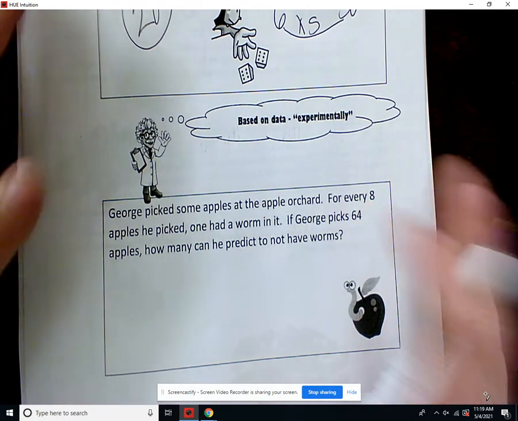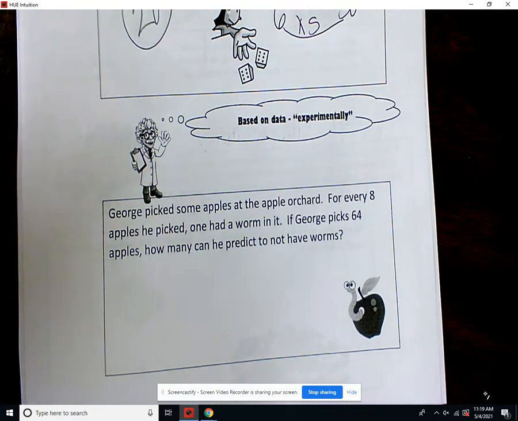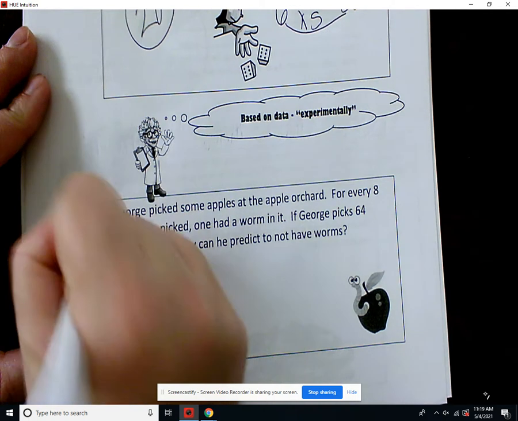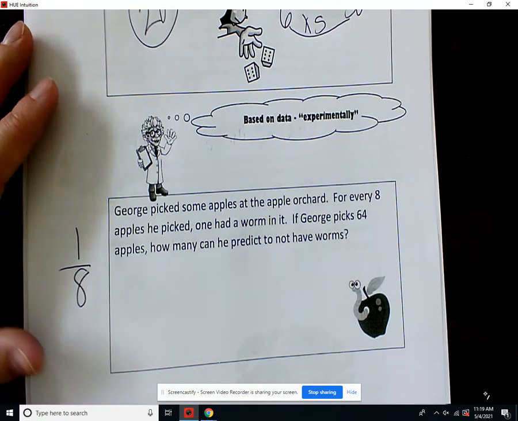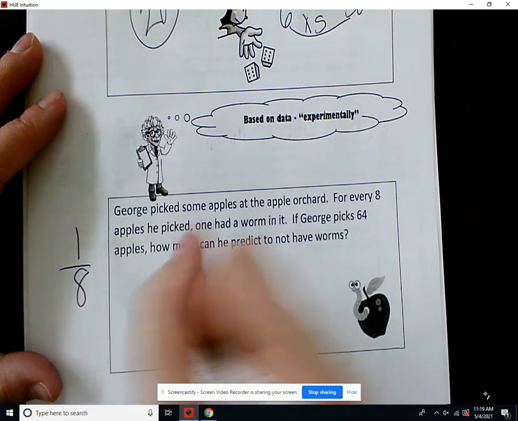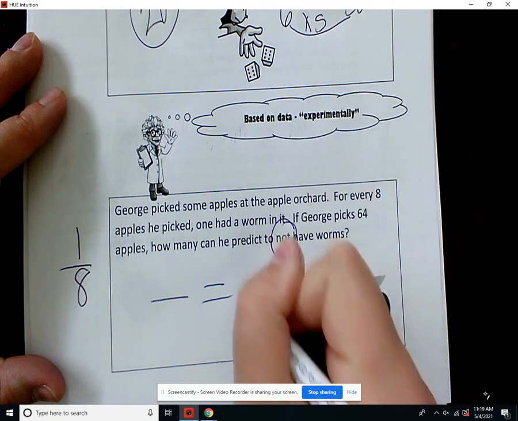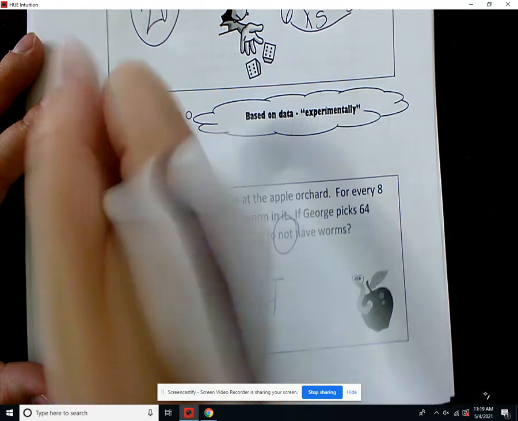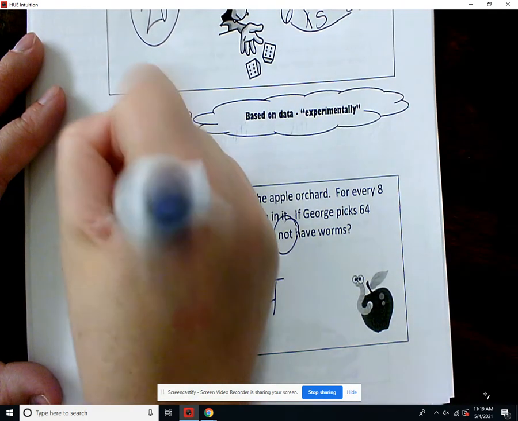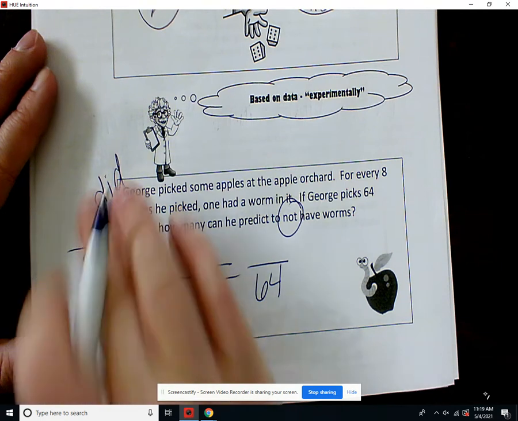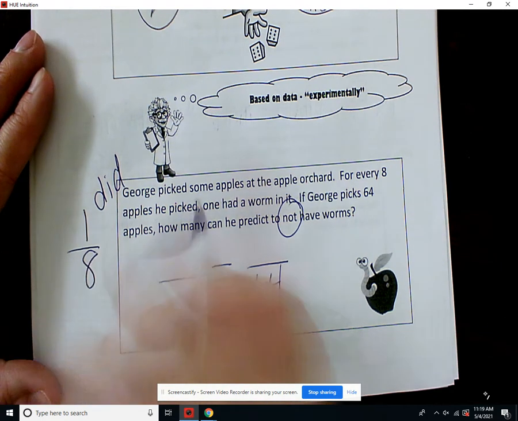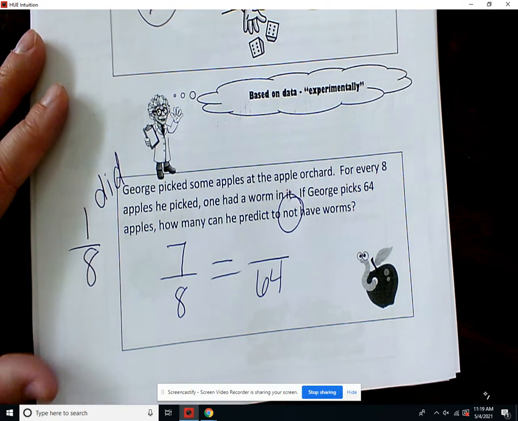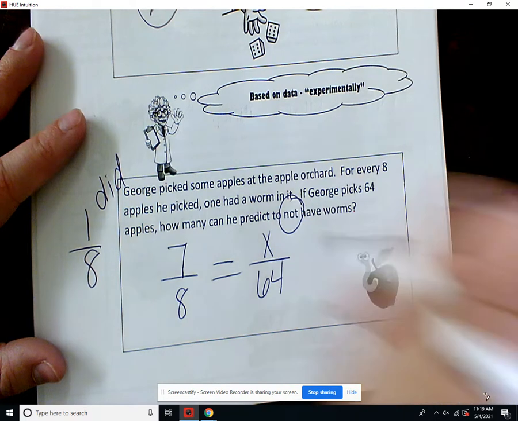George picks some apples at an orchard. For every 8 he picks, 1 has a worm, so I'm going to put 1 out of 8. If he picks 64 apples, how many can he predict to not have worms? If 1 out of 8 did have worms, not having worms would be to subtract: 8 minus 1 is 7. So 7 out of 8 did not have worms.